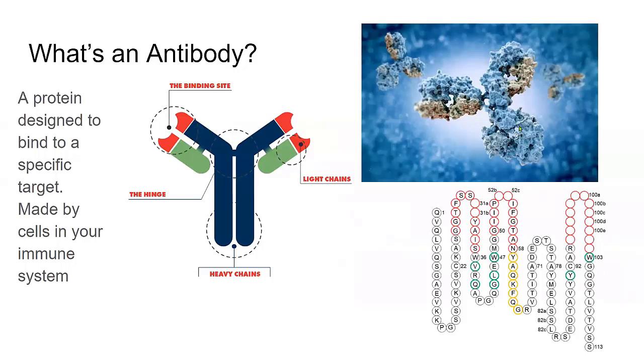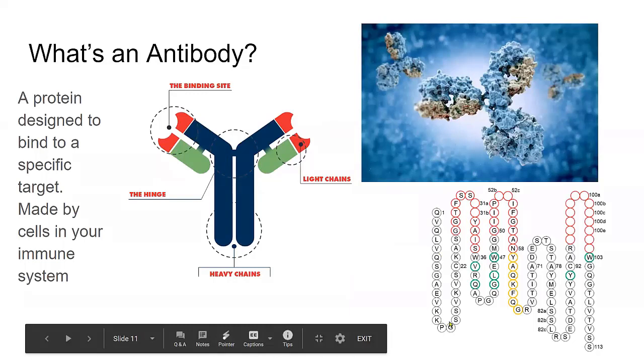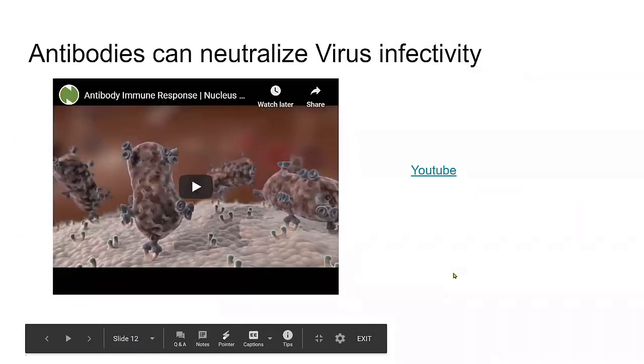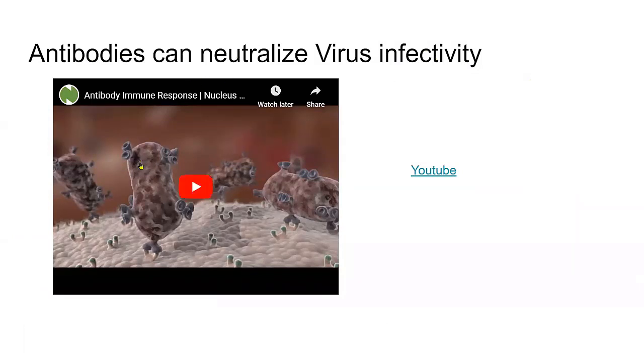This is a 3D model of an antibody. This is basically a one-dimensional model of an antibody. These are amino acids, so it's made of amino acids. We had that in yesterday's talk when Adam Farshid was talking about making his hydrogels out of amino acids. These are natural proteins made of amino acids. Okay, antibodies can neutralize virus infectivity. I'm going to show a 45-second YouTube video.